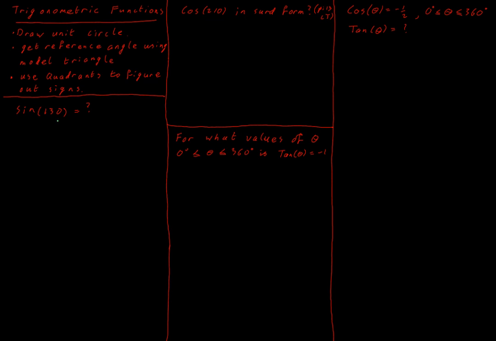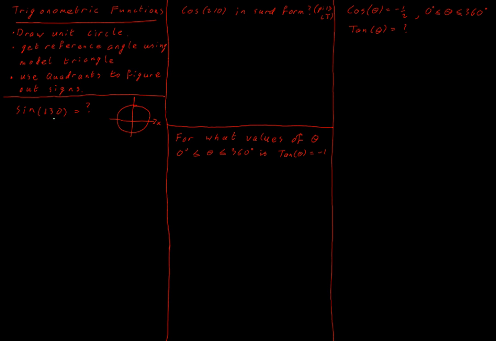Now, if we're asked for sine of 130 degrees, we are going to, first of all, draw our unit circle. The unit circle is not to be anything fancy. Very crude circle, basic shape of a circle. And then where does my line need to go? I'm starting at the positive x-axis, and I'm going to rotate around anti-clockwise. That's how my angles always work.